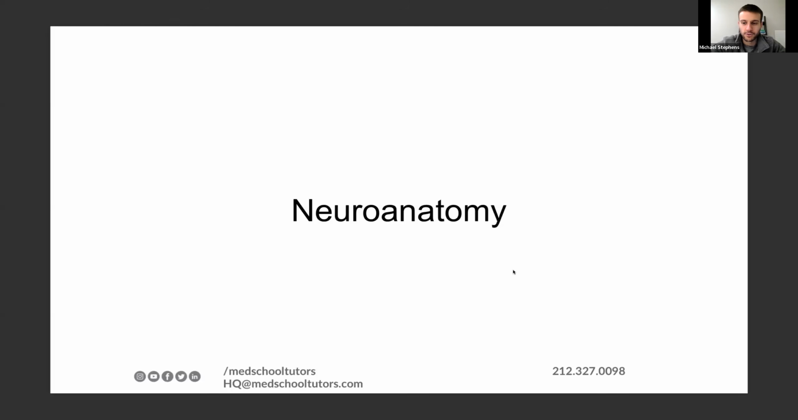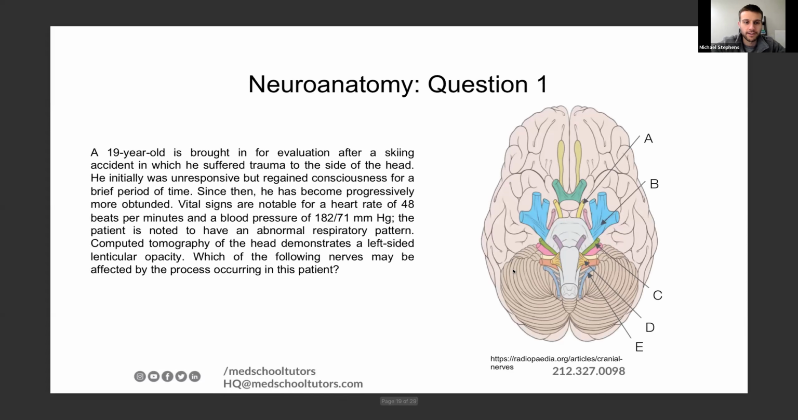Awesome job, guys. All right, so we'll do a couple of questions to apply this. So again, we'll start off with an example that is more of a schematic style. Which of the following nerves may be affected by the process occurring in this patient? So again, multi-step question here. We have to figure out what the process is that's happening and then map that back onto a nerve.